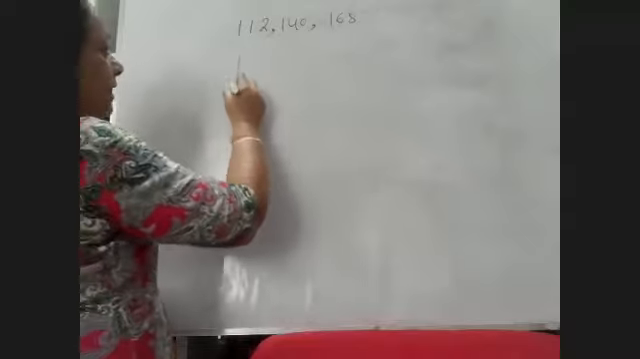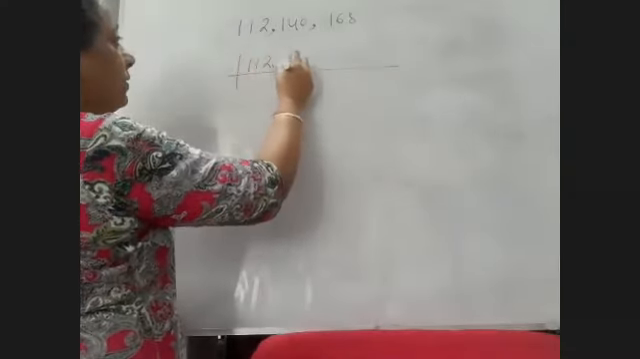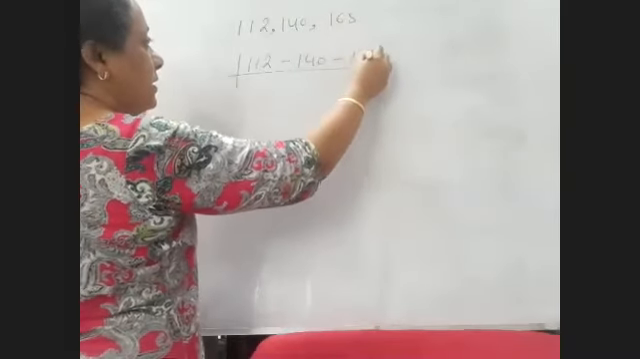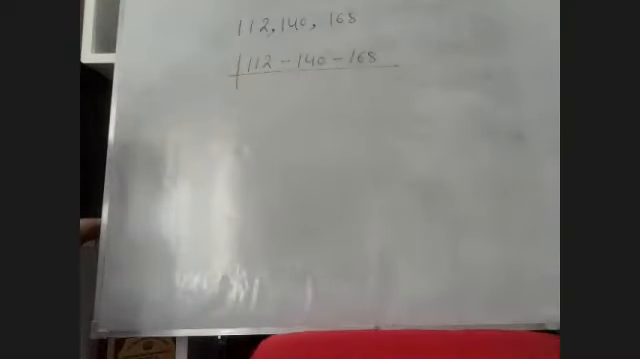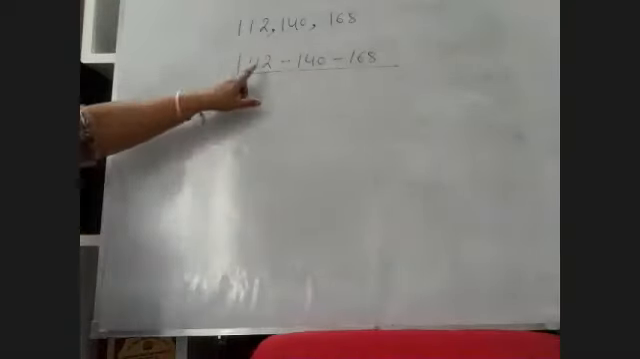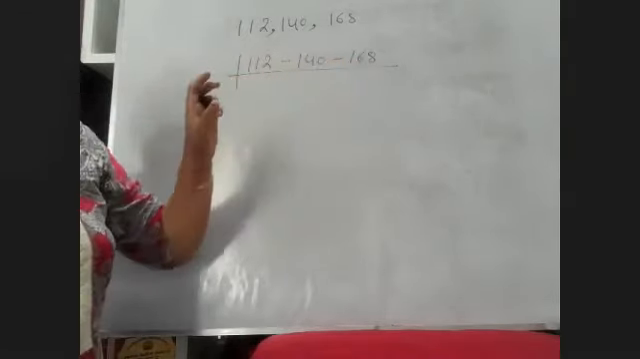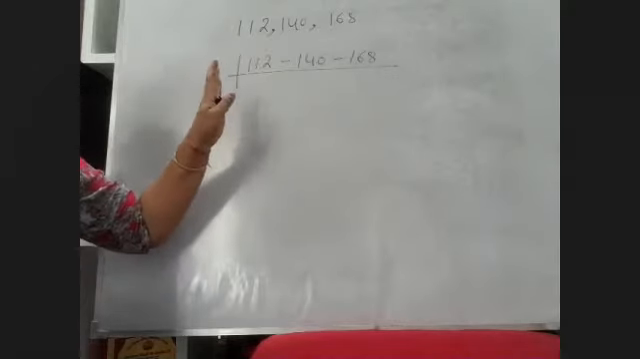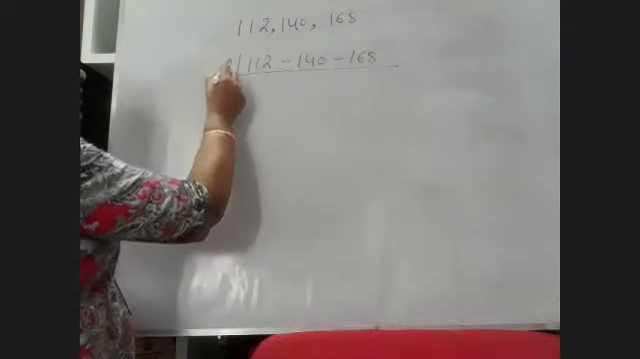First, write the statement as 112, 140, and 168. Now, friends, 112, 140, and 168, the last digits are 2, 0, and 8. It means all these three numbers are even numbers. So we'll divide by 2.